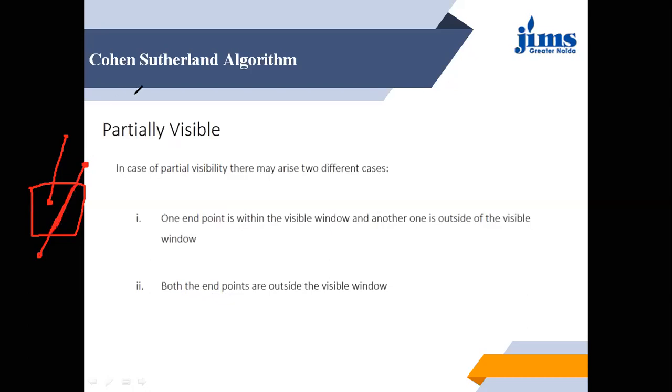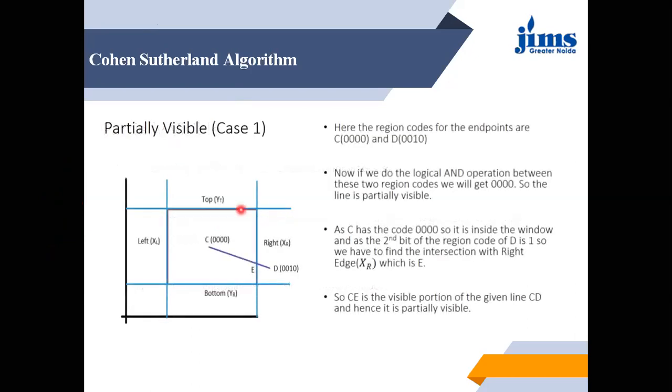So there are these two different cases. We can solve these two in different ways. So now I will explain how we can find out these two different cases separately. So let's discuss the first case, where one point of a line is inside the window and the second one is outside the window.